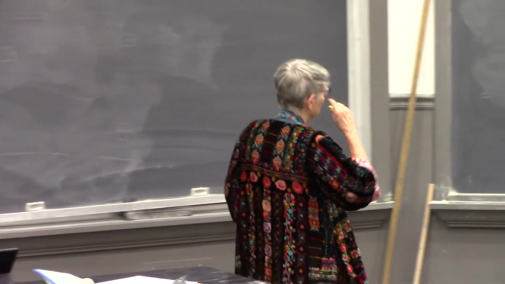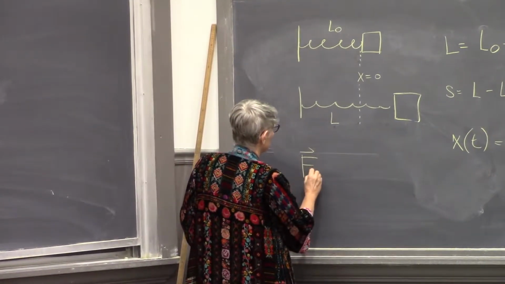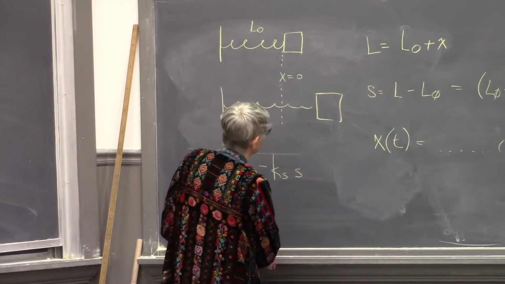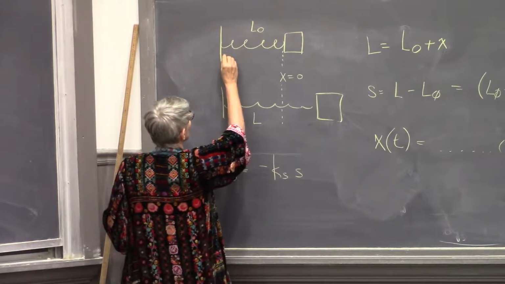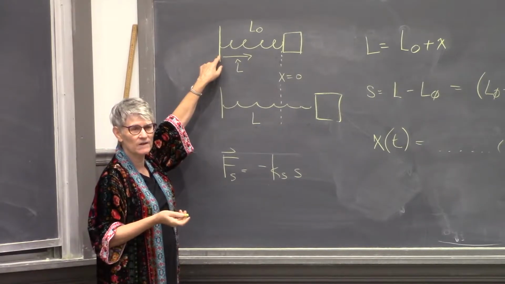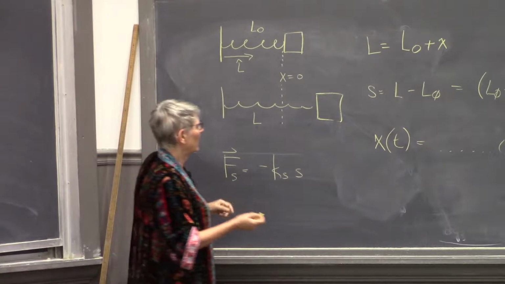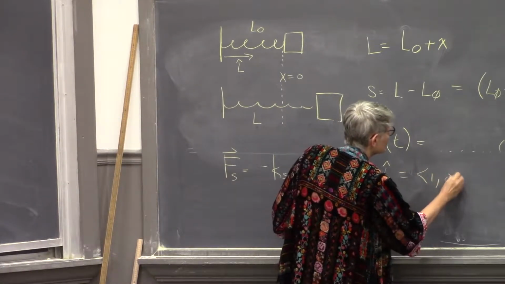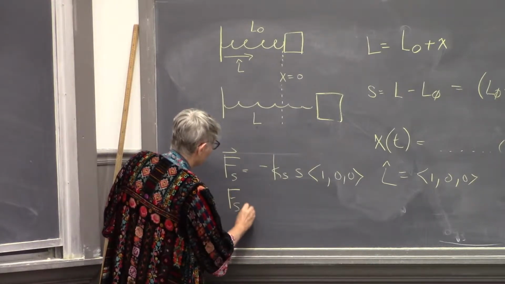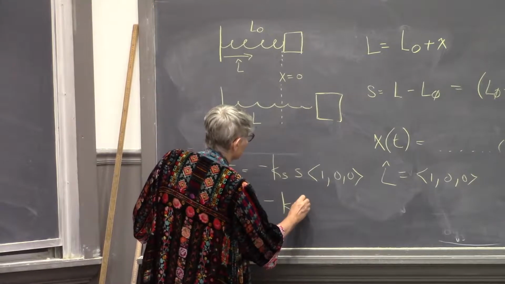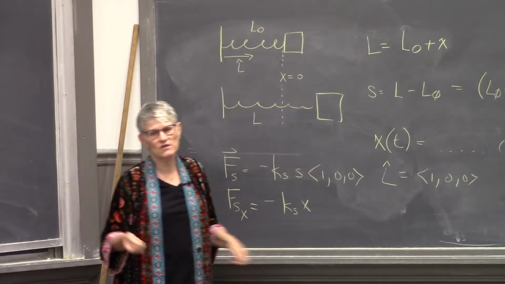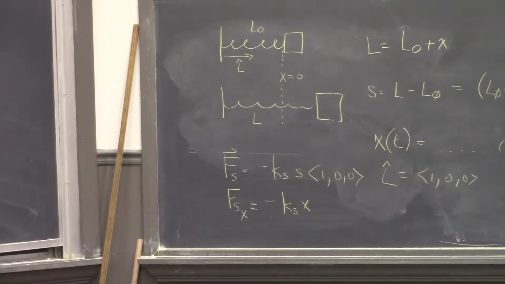Now, the spring force as a vector here is going to be minus k sub s times L hat. And L hat is, of course, the vector that starts at the fixed end of the spring and goes to the end that's moving that you care about. So L hat in this case is just (1, 0, 0). And so the x component of the spring force is just minus k sub s times x, because x is the stretch, times 1. Okay, so we've just chosen our coordinate system a little bit cleverly to simplify the math here.